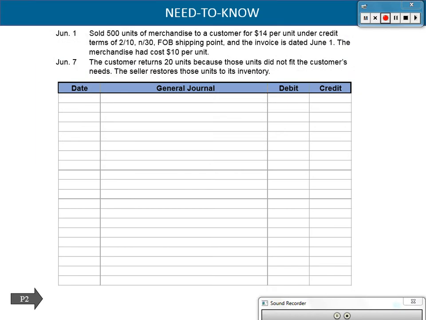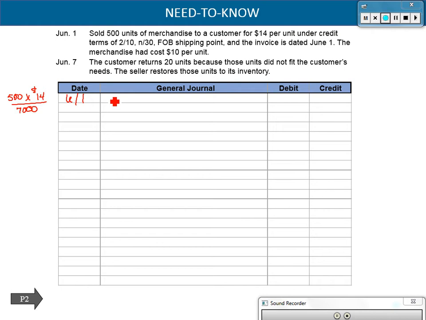So let's do these journal entries. June 1st, sold 500 units of merchandise to a customer for $14 per unit under credit terms of 2/10 net 30, FOB shipping point, and the invoice is dated June 1st. The merchandise had a cost of $10 per unit. So June 1st, the sale of the merchandise, how many units did you sell? 500, at what price? $14, so that's $7,000. What do we debit to show this sale?